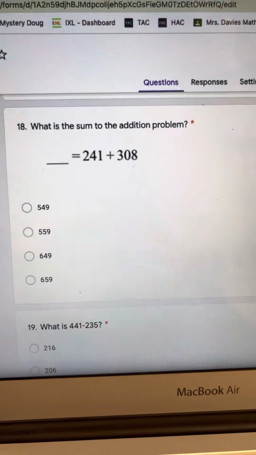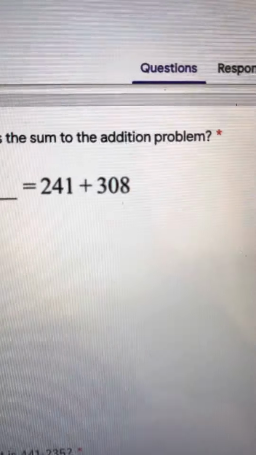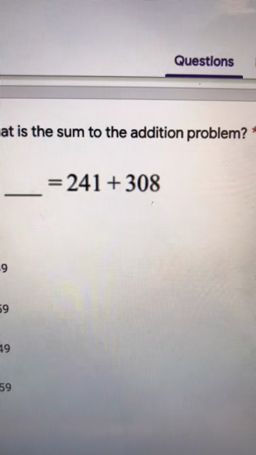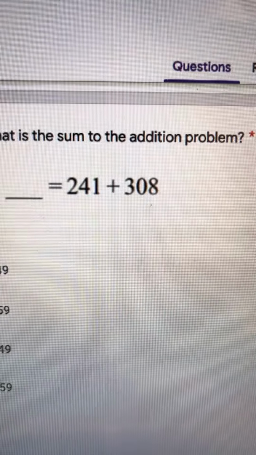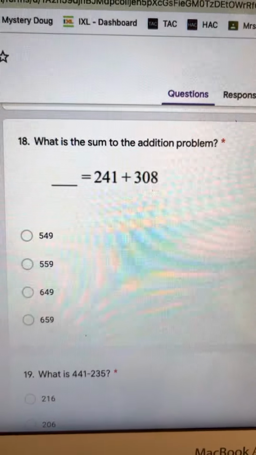All right, number 18. What is the sum of the addition problem? So you are just adding the problem. Remember, it does not matter what side that equal sign is on. That's 241 plus 308. 241 plus 308.